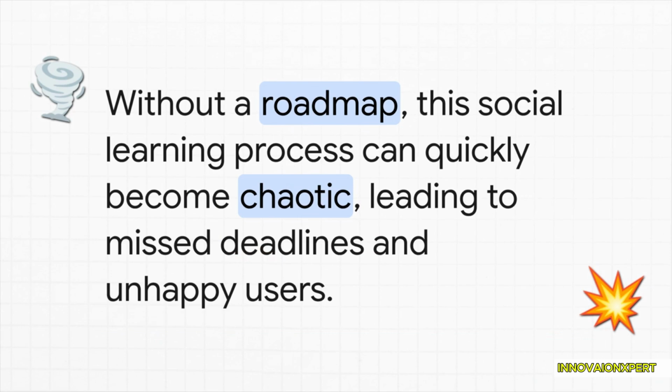And that right there is the danger. Because without some kind of plan, that whole social learning process can just dissolve into total chaos. We're talking confusion, missed deadlines, and a final product that nobody's happy with. So the big question is, how do you actually bring order to all that potential chaos?